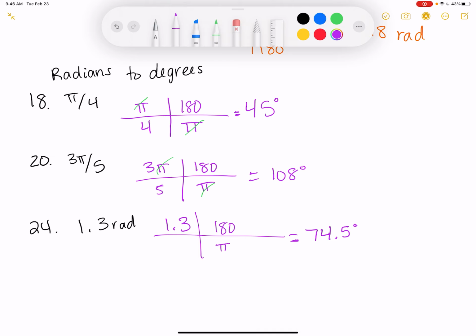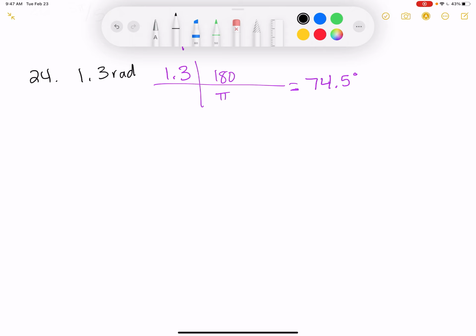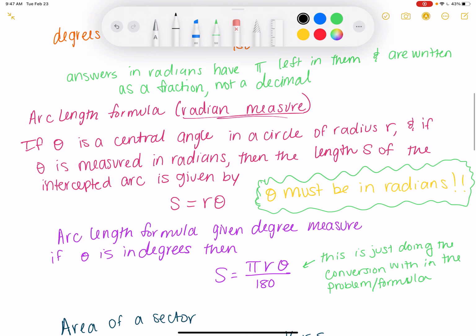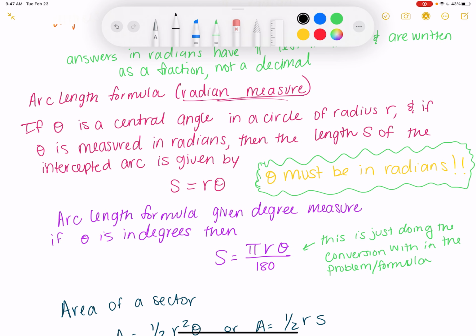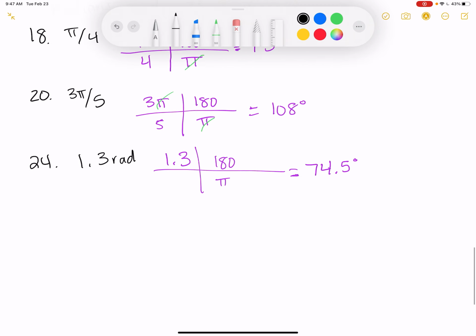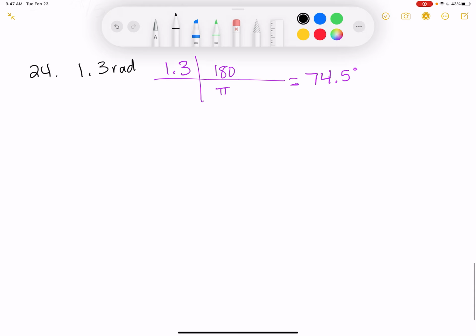Use the appropriate length formula to find the missing information. What form does theta have to be in for arc length? Your options are degrees or radians. Radians. Gotta be in radians. Remember, theta must be in radians.